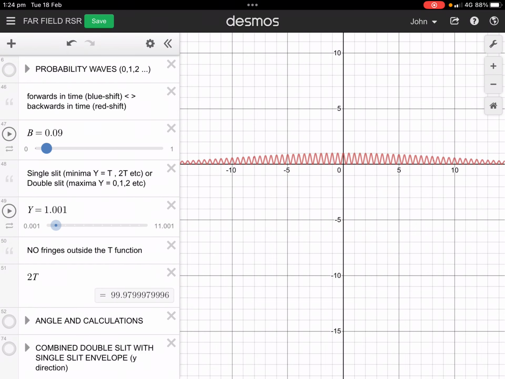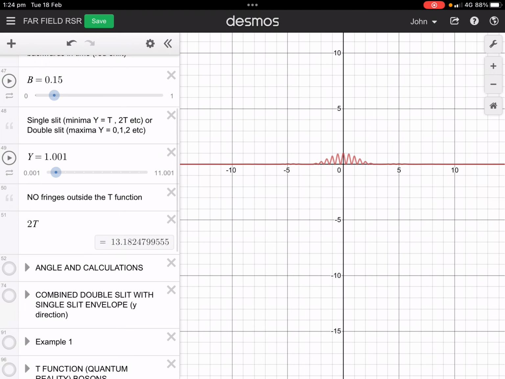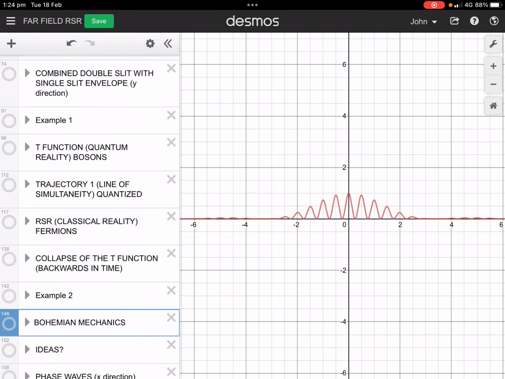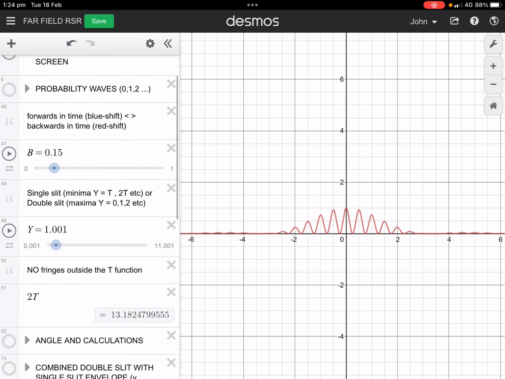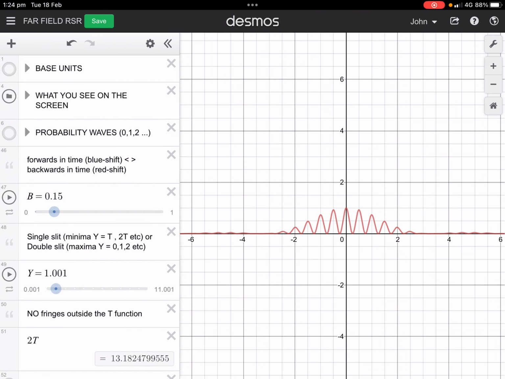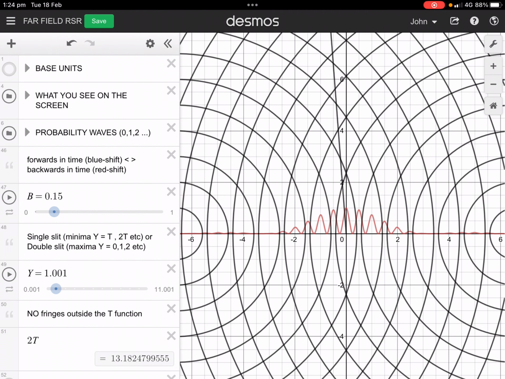Like that. This interference pattern. That's all you see. You don't see anything else. So how is it understood? Normally it's considered to be a probability wave.